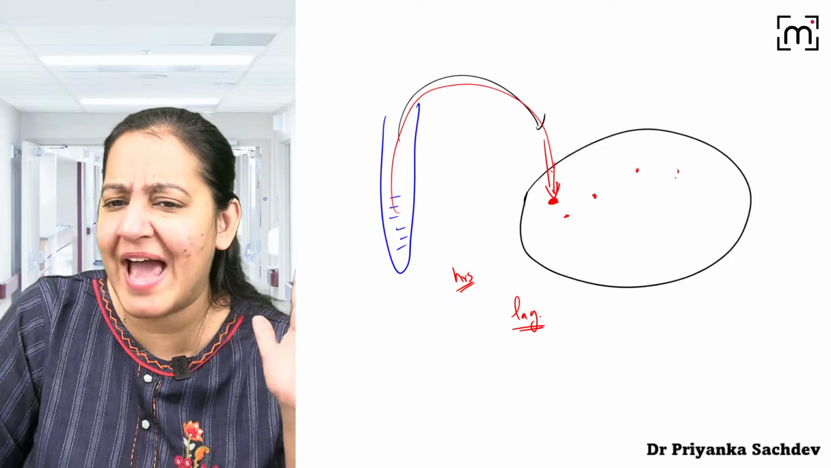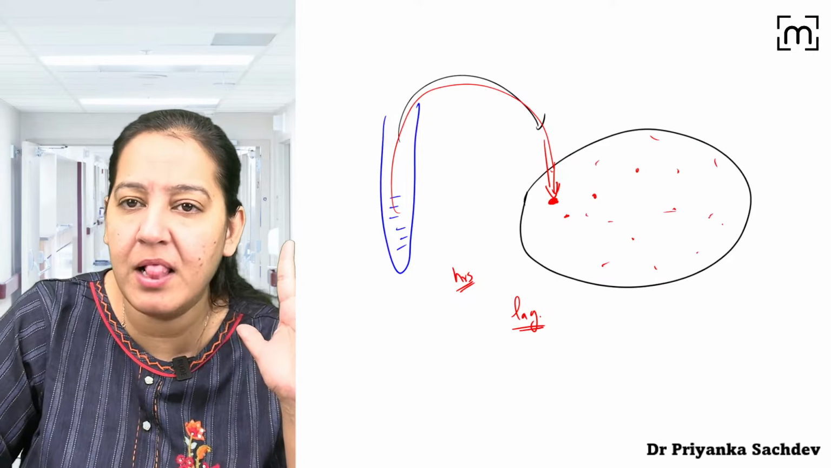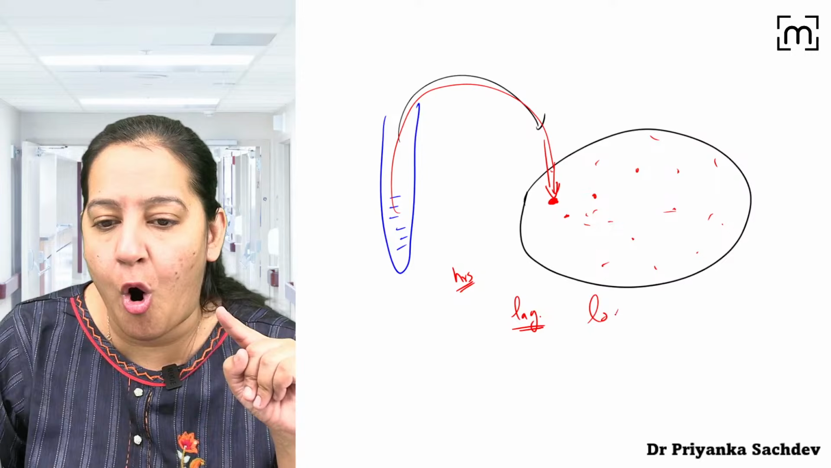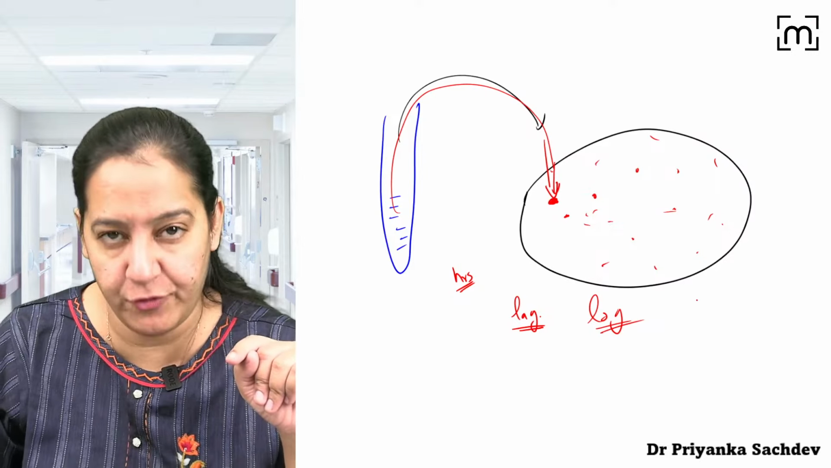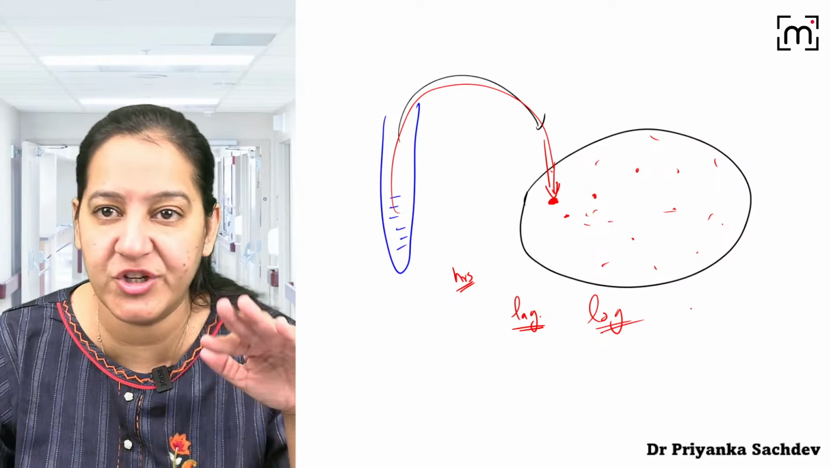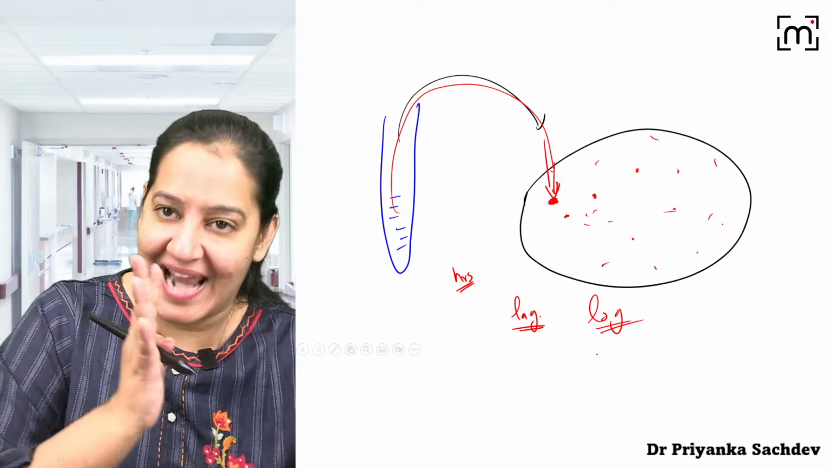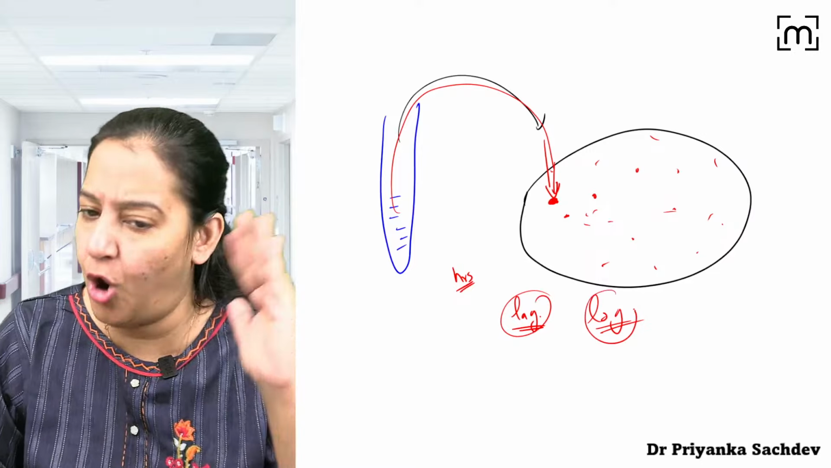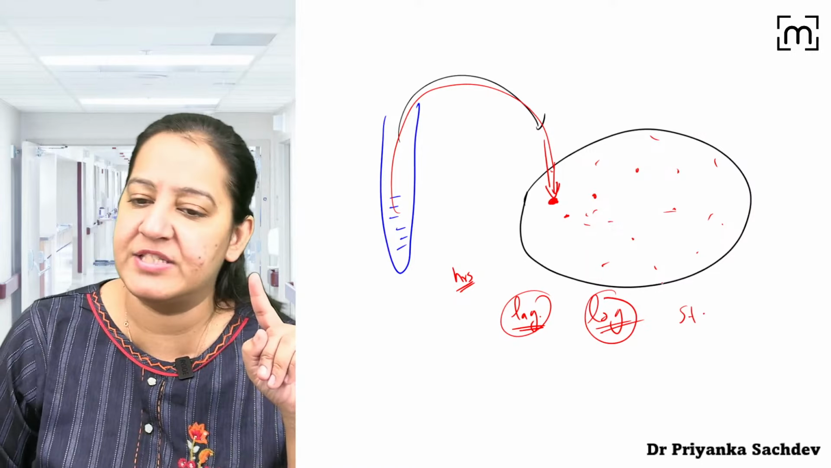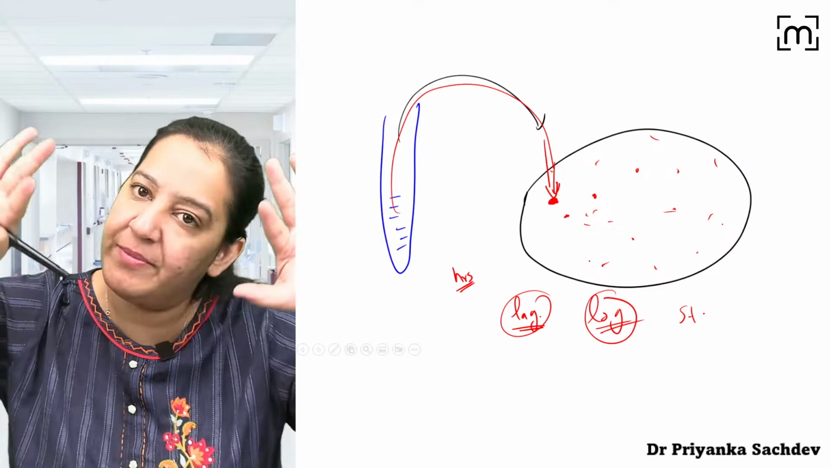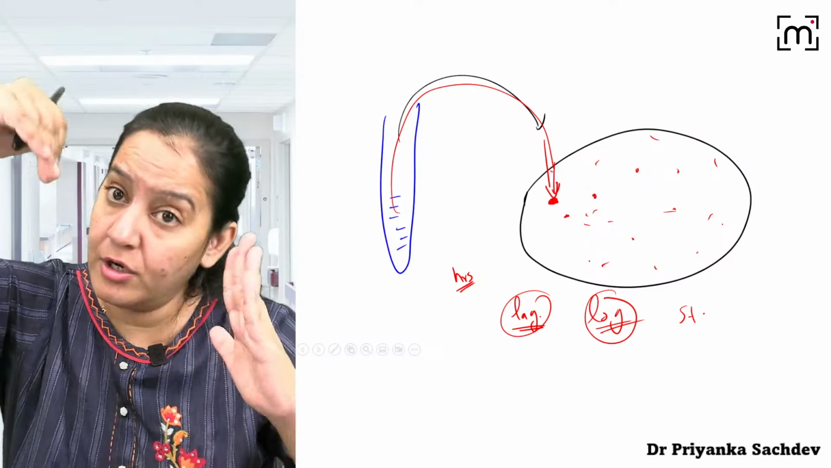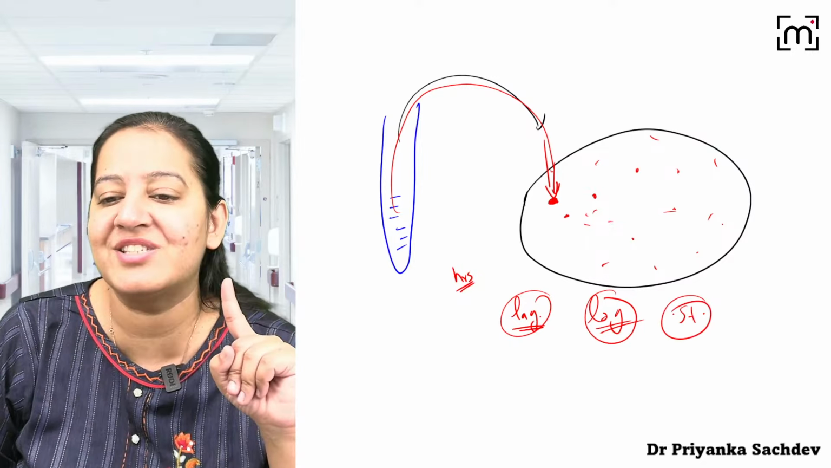After that, it grows exponentially, multiple colonies. It is known as log. Log ka matlab hota hai logarithm. Have you read logarithm in mathematics in your childhood? Logarithm is exponential growth. That is log phase. So, first there is a lag phase. Then there is a log phase. Right? After that, there is stationary. They will grow exponentially and they will remain stable. Neither they will increase nor they will decrease. So, this phase is known as stationary phase.